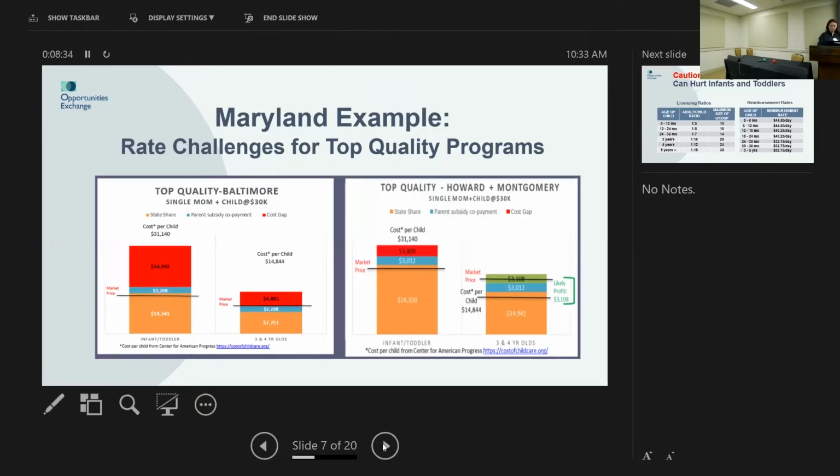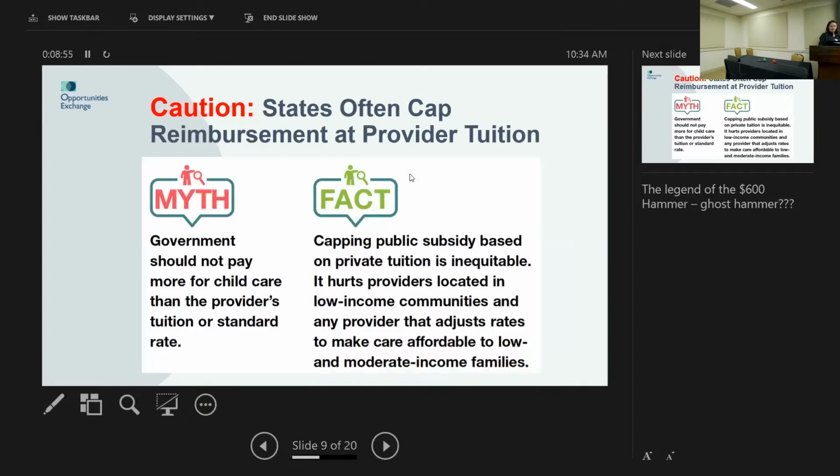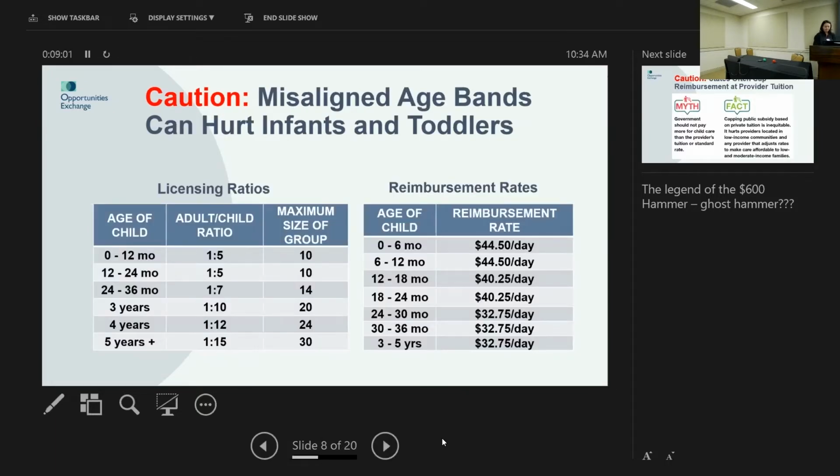Next slide. This is another really easy thing you can do that often makes this glaringly obvious, and I would encourage all of you to do this in your state. It's a really fun exercise. What I did here was put side by side the rate bands for reimbursement rates, the reimbursement rate by age of child for that state, with the licensing ratios, because the licensing ratios are what are driving your costs. So just look at this for a minute and look at how cockamamie it is.